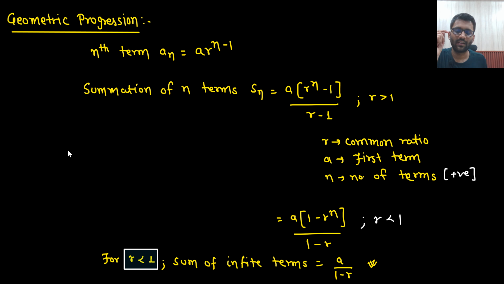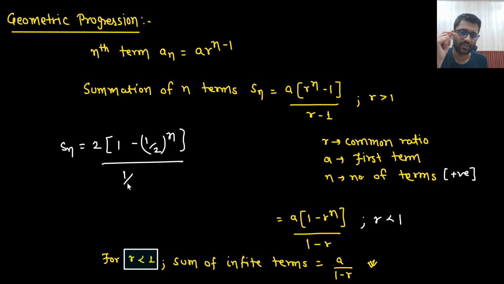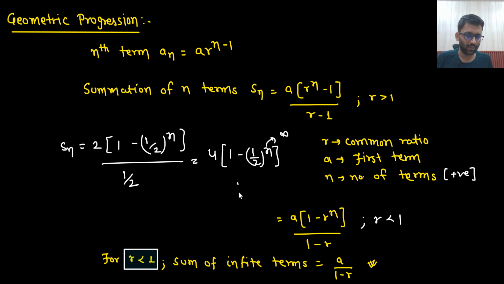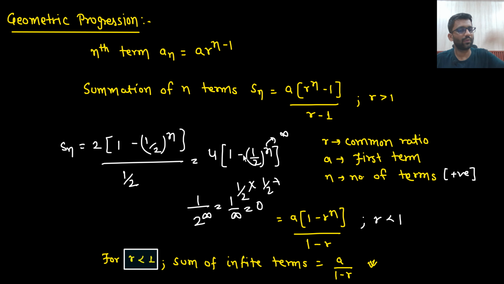Let's check. So Sn, r is less than 1. Let's just say my r is 1 by 2. 1 by 2 to the power n divided by 1 minus 1 by 2. So that would be 1 by 2 only. So 4 into 1 minus 1 by 2 to the power n. So if n is tending to infinity, that means 1 by 2 to the power infinity. So 1 by 2 into 1 by 2 into 1 by 2, you keep on doing. 2 to the power infinity is infinity, so it will be 0. So this value will go to 0 only.